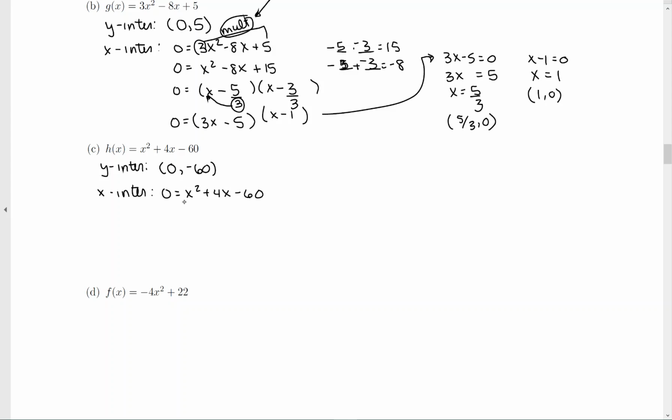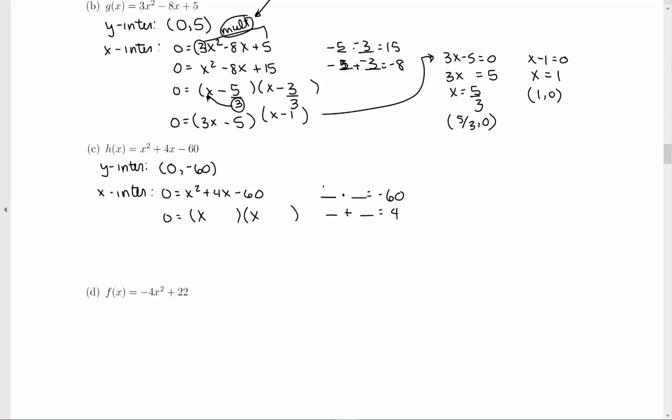This time I have a 1 in front, so there's no need to do that little trick that we did on part B. I don't need to multiply by anything, I just need to go ahead and factor it. Write down my 2 sets of parentheses. What multiplies to x squared would be x times x. So an x will go in each factor. What multiplies then to the last number, negative 60, but also adds to positive 4.